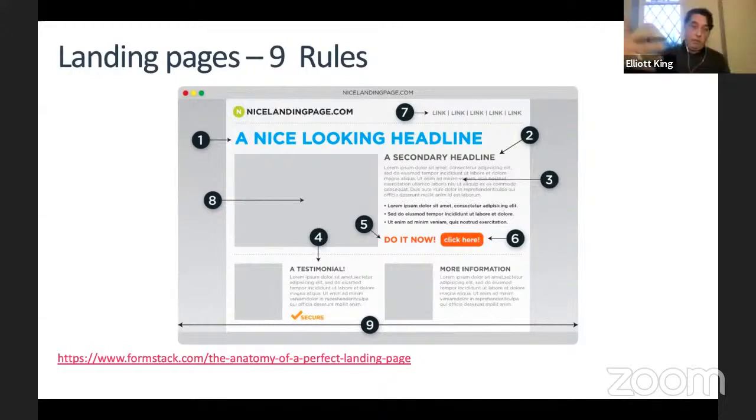Number 8 is obviously the image. We want to reinforce whatever the key message is using imagery. And number 9 is referencing what's called the fold line.